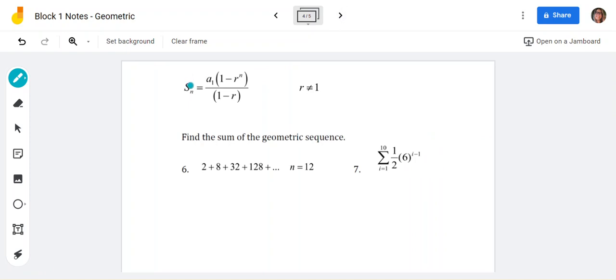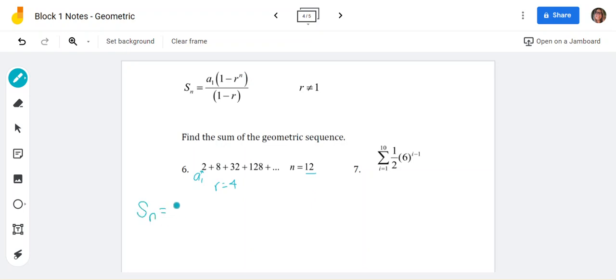There are actually 2 different types of sums that we're going to find with geometric sequences. The first is a finite sum. It gives us a certain stopping point. Again, you can use the formula, or if it's in sigma notation, you can type it straight into Desmos. So like number 6, we can do it. There's our a sub 1. It's 2. A common ratio, we're multiplying by 4 each time. And then it gives us n is 12.